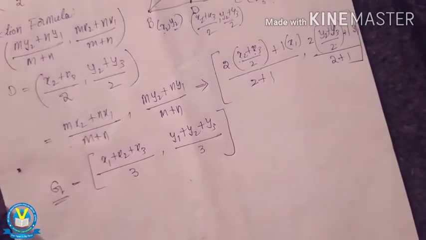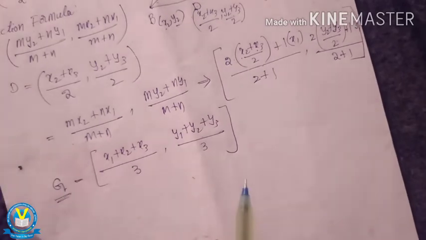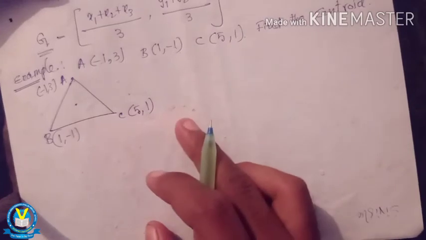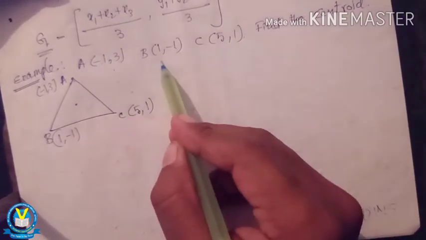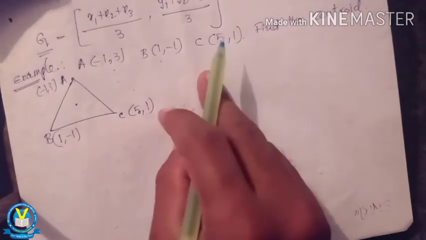We already know G is the center of the triangle. So this is the formula for the center of the triangle. Okay students, now take an example. Here A has the coordinates minus 1 comma 3, B has 1 comma minus 1 and C has 5 comma 1. Find the centroid of the triangle.